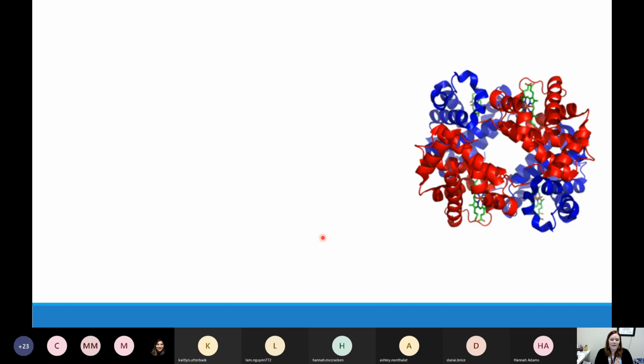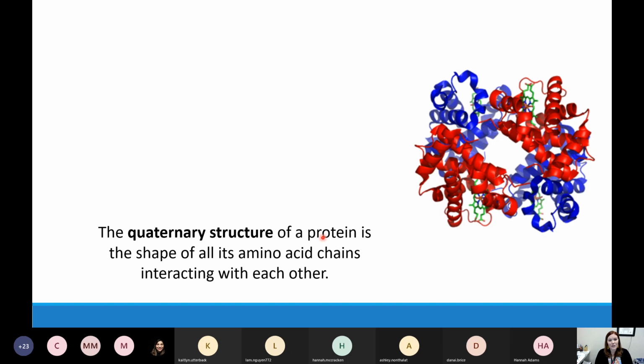There is one other level of protein structure. And I should mention with this level of protein structure that not all of the proteins in your body have this level of structure. So this level of structure is called quaternary structure. For you to be able to have quaternary structure, there has to be more than one amino acid chain that is interacting with each other.